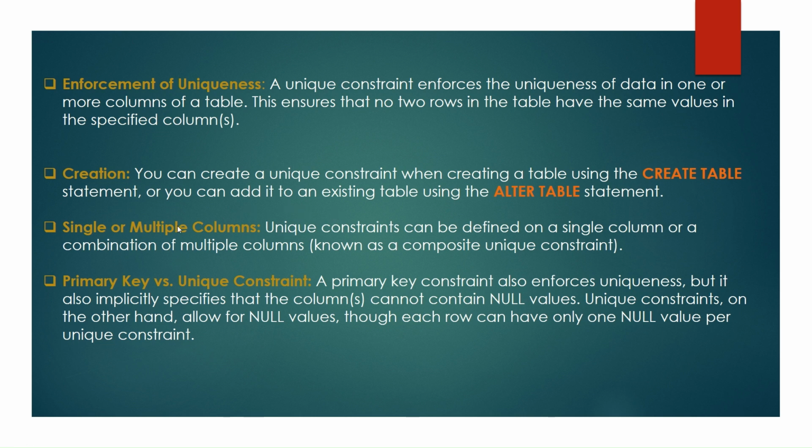If we apply a unique constraint on multiple columns, then we call it a composite unique constraint. Primary key versus unique key: the primary key enforces uniqueness, but the major difference is that we cannot pass a null value against the primary key. Inside a unique constraint, we can pass one null value. A primary key creates a clustered index, and a unique constraint creates a non-clustered index. For a unique constraint, if we don't want the null value, then we explicitly have to add a NOT NULL constraint. But in the case of a primary key, it is NOT NULL by default.